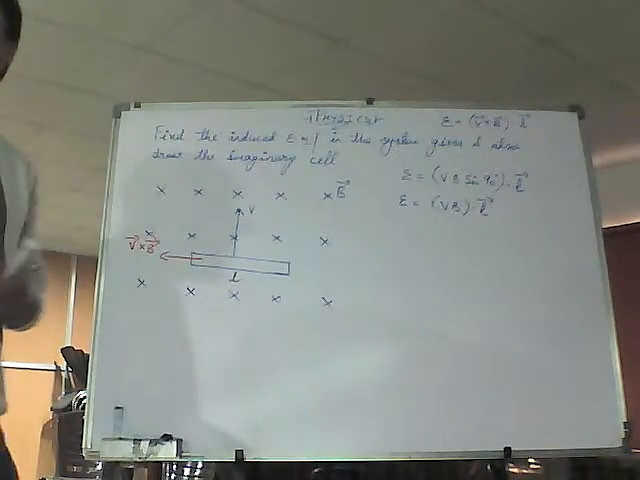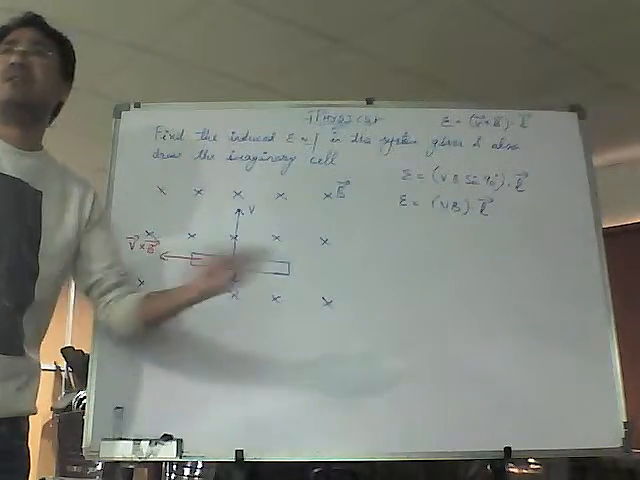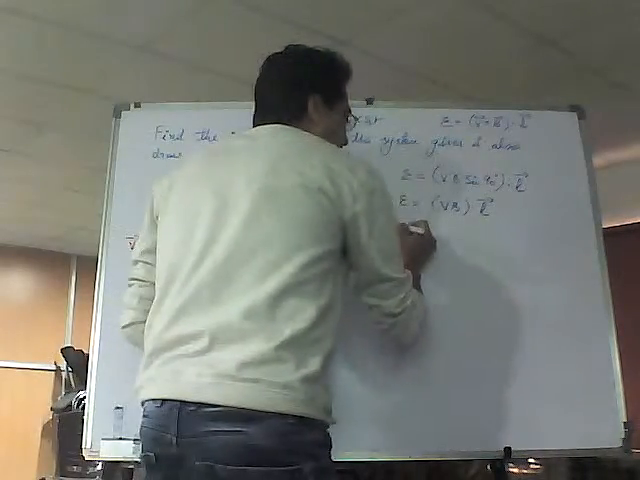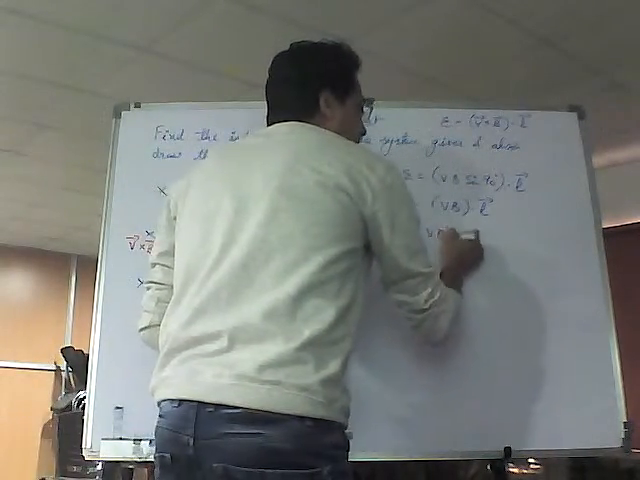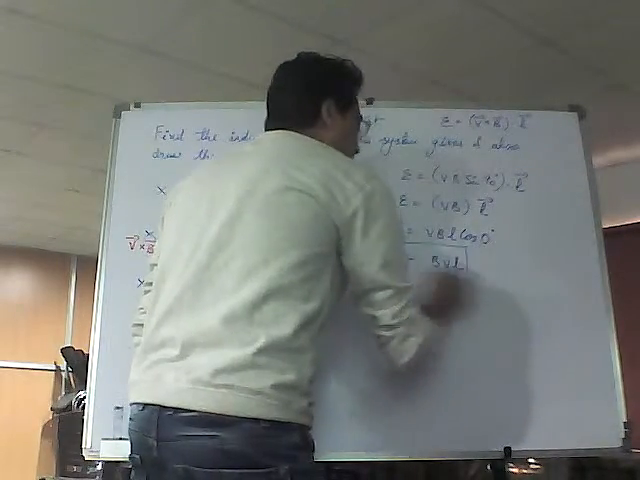So what is the angle? Very good, left. What is the angle between V cross B and L? 0 degree. So I can say EMF E is VBL cos of 0 degree. Cos of 0 is 1. So I have E is equals to BVL. This will be the induced EMF.